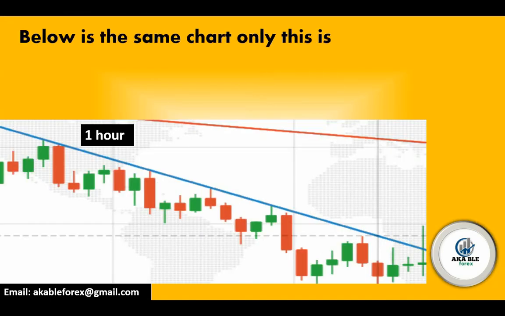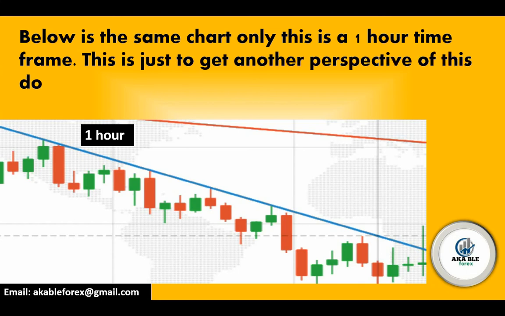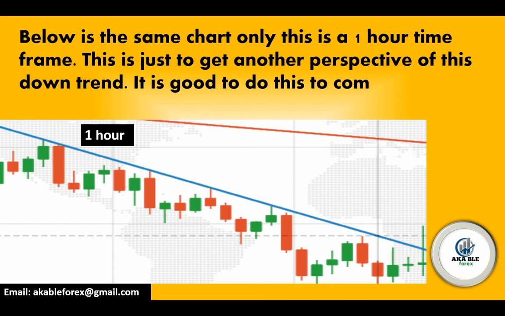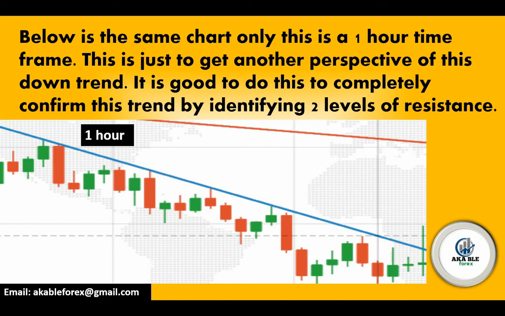Below is the same chart, only this is the 1 hour time frame. This is just to get another perspective of this downtrend. It is good to do this to completely confirm the trend by identifying 2 levels of resistance. So here you can clearly see that the trend is true. Our line is a proper line, and any time the candle touches the line, the market goes down. So this gives us another confirmation that our trend line is correct. Okay, now let's move on.